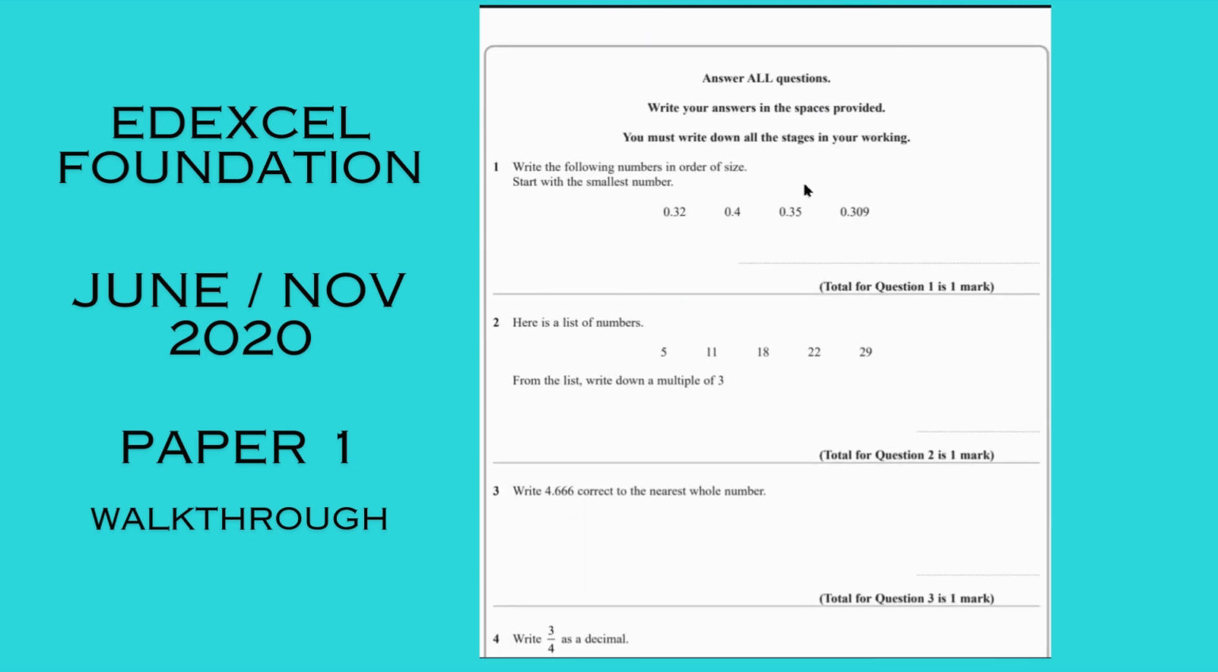So we start off, rank some numbers in order of size. Now if you want to put extra zeros on to help you account for things, I just think of it as money. You've got 32 pence, but here you've got just over 30 pence. So that one comes first. 32 pence comes next. 35 pence. And 40 pence.